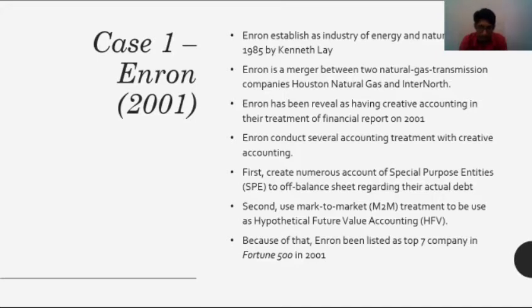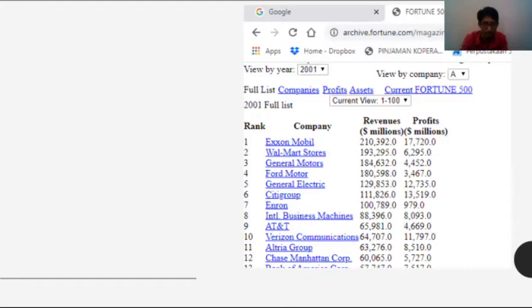And because of that, Enron was listed as a top 7 company in the Fortune 500 in 2001. Fortune 500 is the platform for companies listed in the Fortune, which represents two thirds of US companies in terms of the highest revenue, profit, employees, and also market value. This is the list from 2001. You can see Enron is ranking number 7 with 100 million of revenues and also 979, 79 million profits.